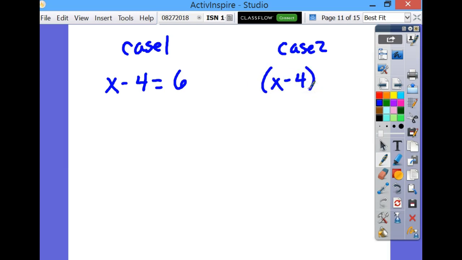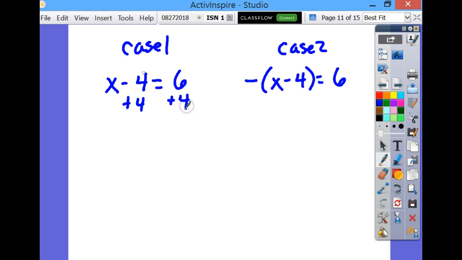Case 2, we're going to put parentheses where we had the absolute value, and we're going to put a negative sign out in front, because if this represented a negative number, we would have to multiply it by another negative to make a negative times a negative equals a positive. Okay, solve both equations.